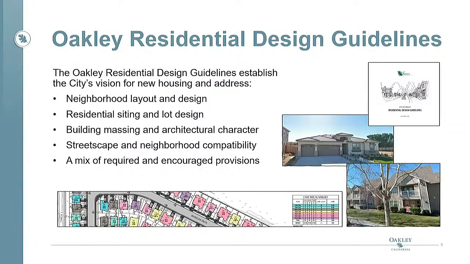All right, for an overview of these documents, the Oakley Residential Design Guidelines, we work with these a lot here. They establish neighborhood layout and design, residential siding and lot design, building massing and architectural character, streetscape and neighborhood compatibility, and they include a mix of required and encouraged provisions. In terms of the images, we're typically looking at plotting plans, like the bottom large image, or we're looking at the facades of the homes or the multifamily buildings.